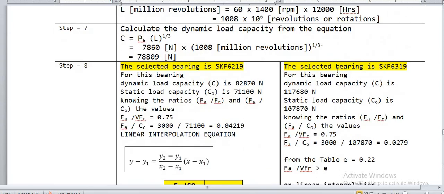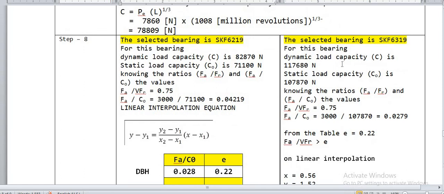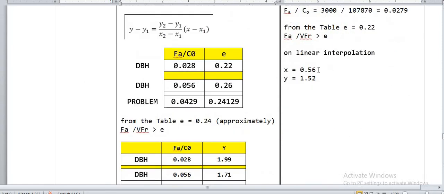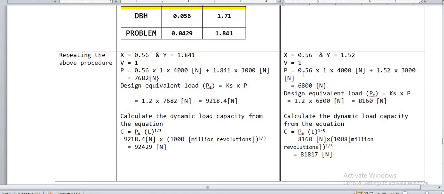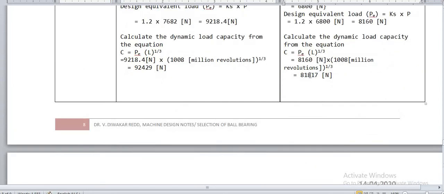So this is the second iteration, with the SKF 6319 series and a similar procedure. If you follow, the value of X is 0.56 and the value of Y is 1.52. After calculating, the dynamic load is 6,800, and multiplying with the service factor gives 8,160. Calculating the load capacity from the equation C equal to P into L, you will get 81,817.